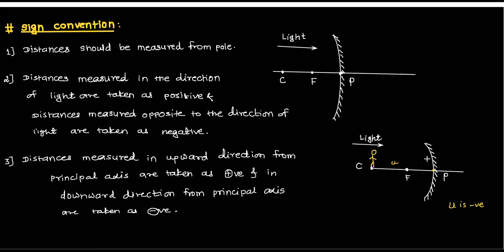So I will use an arrow from the pole instead. Let me change the color so that you will understand. Now see, from this pole to this side till the object, this is u. And u is negative, because you are measuring from the pole on this side, so you are going against the light direction, that's why it is negative.